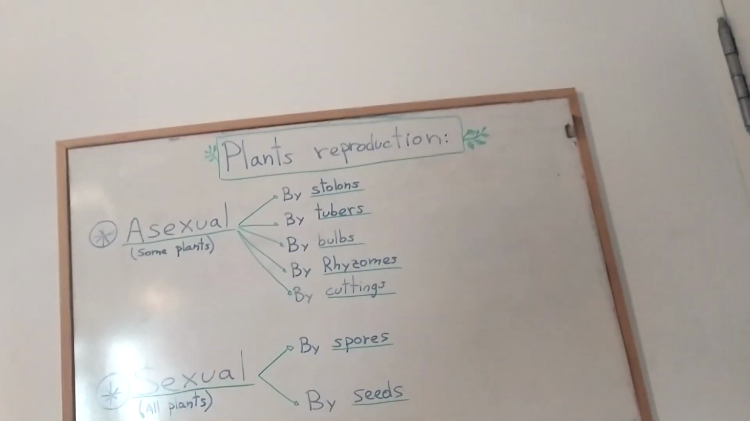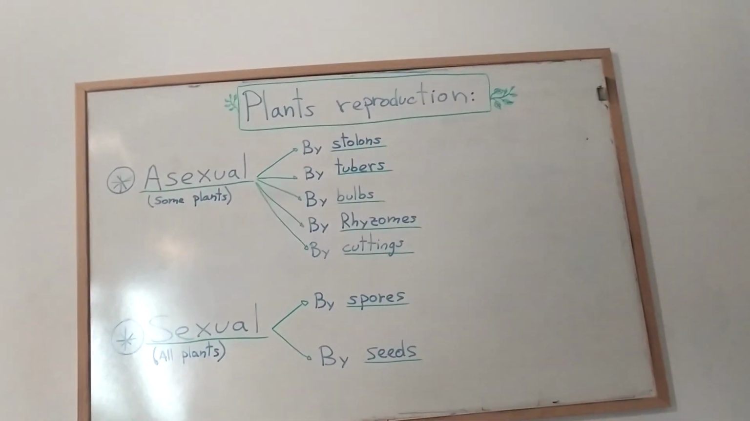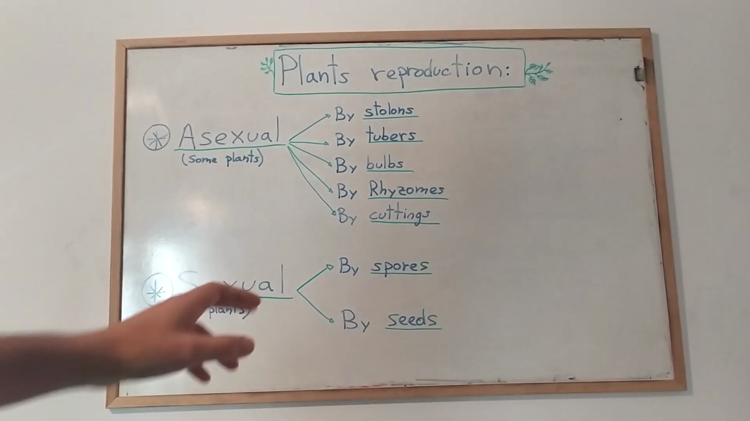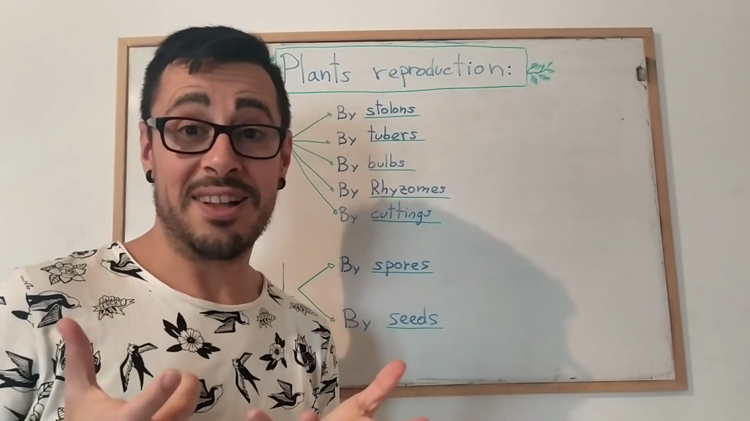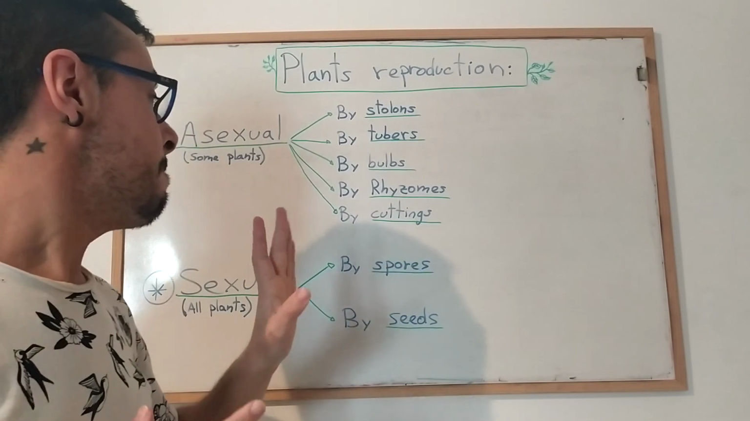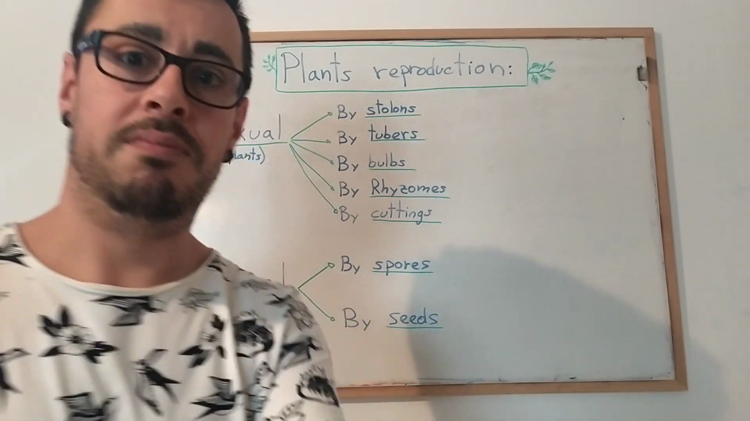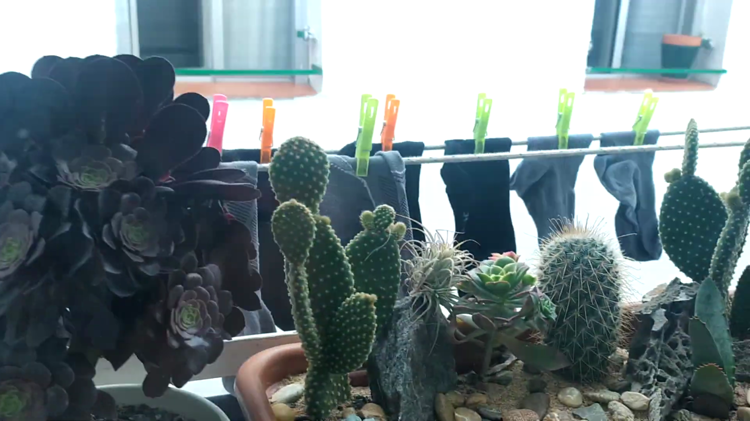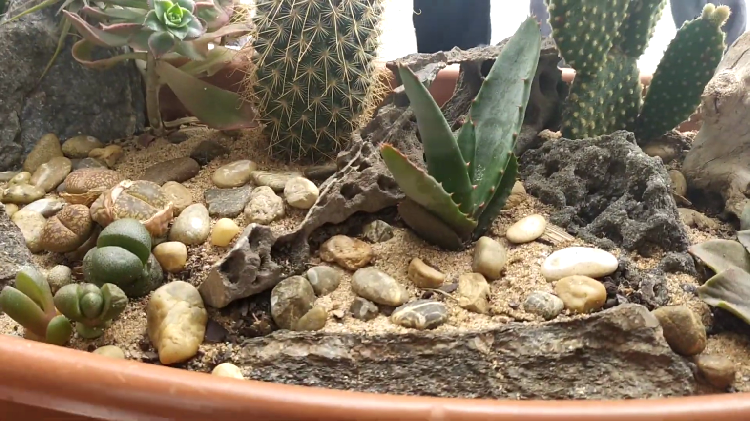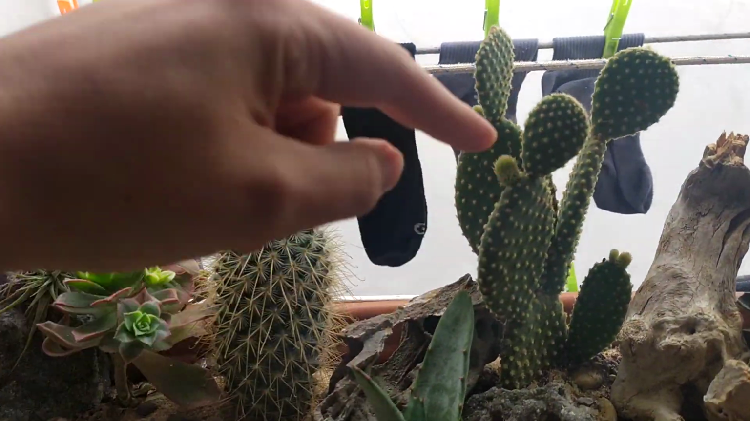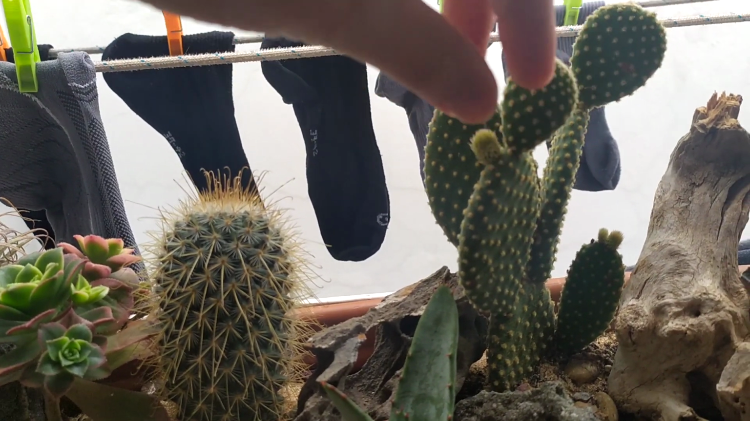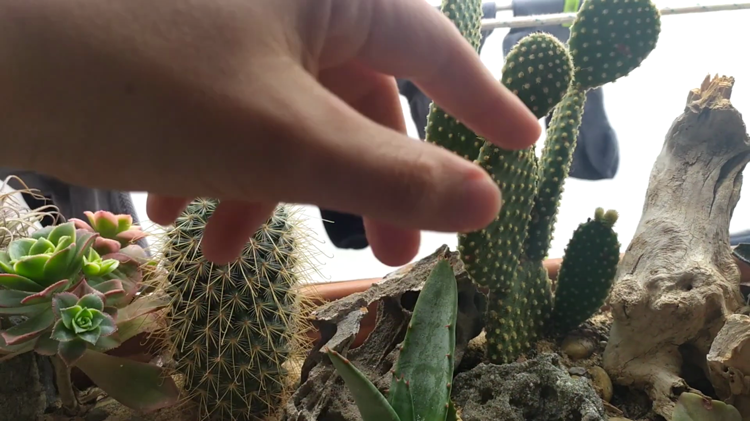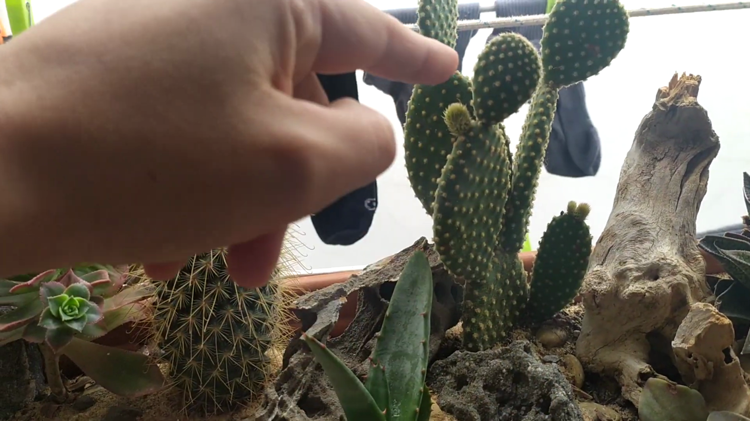And finally, we have cuttings, okay? Cuttings are pieces of the branches of the plant, okay? An example in cactuses, okay? We have here some cactuses. You can see them, okay? And for example, in this opuntia, if this branch breaks, it will fall to the soil and a new opuntia is going to grow from this.